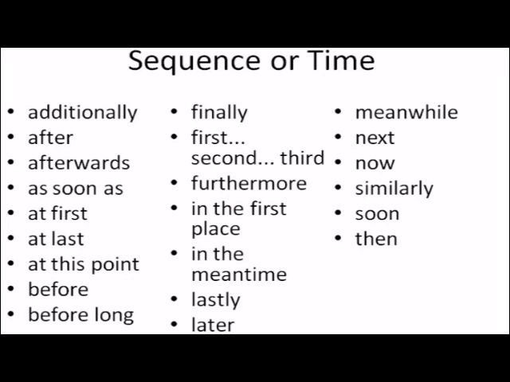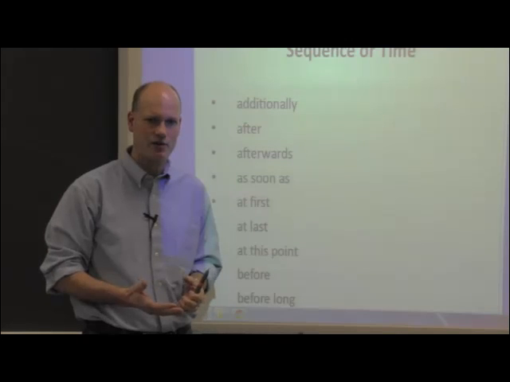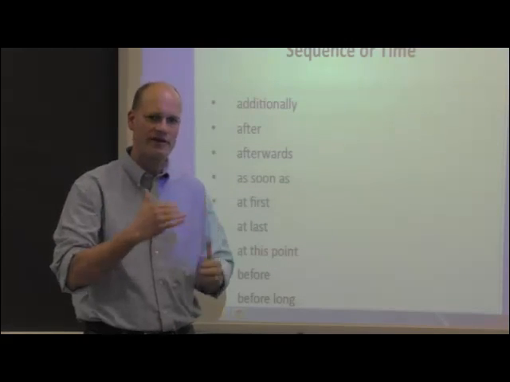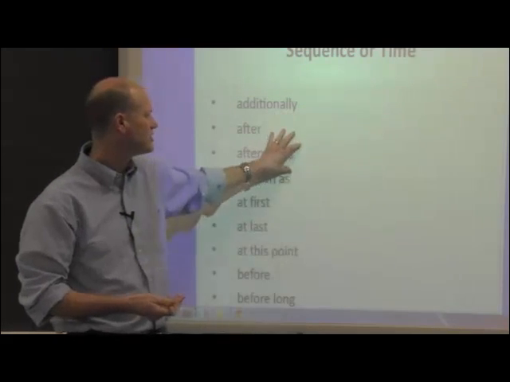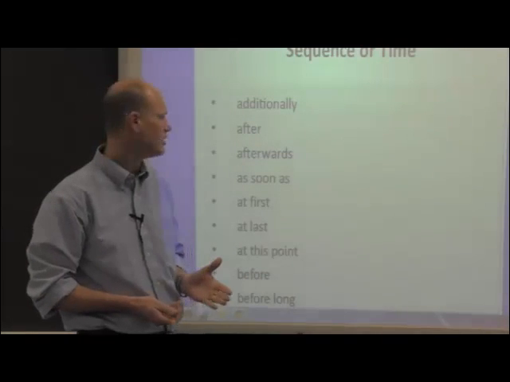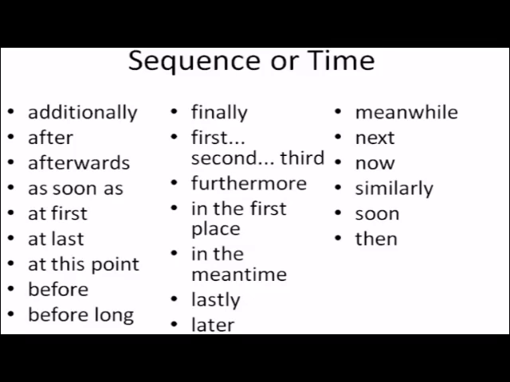These are transitions that are used for a sequence of time. If the selection that you're reading is in chronological order, meaning they're going from one thing to the next in the order that they would have been happening in time, one of these transitions is probably the appropriate one to use if they give you the choice of additionally or after, or afterwards, as soon as, at first, at last, at this point, before, or before long. Those are words that indicate time. They're used in sections that are chronological.